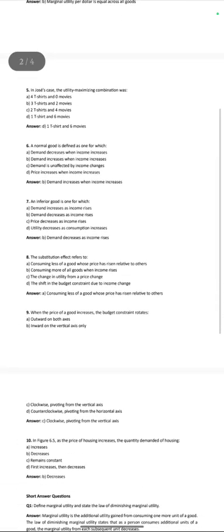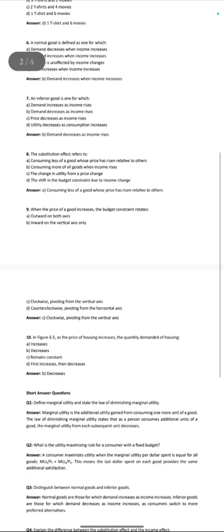MCQs number 6. A normal good is defined as one for which... The answer is option number B. Demand increases when income increases. MCQs number 7. An inferior good is one for which... The answer is option number B. Demand decreases as income rises.